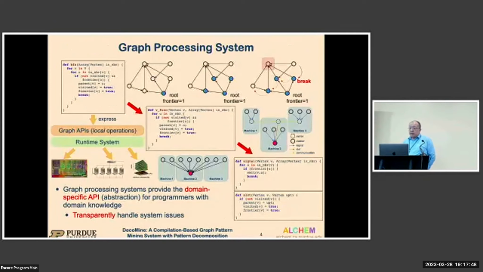In general, a graph processing system looks like this. Normally we have a simple programming model so that the user can specify the operation on the vertices and the nearby edges. Then there is a runtime system that handles the operations that are common in the system. For example, how do we handle communication and synchronization between machines? You can also optimize the runtime system for different backends.